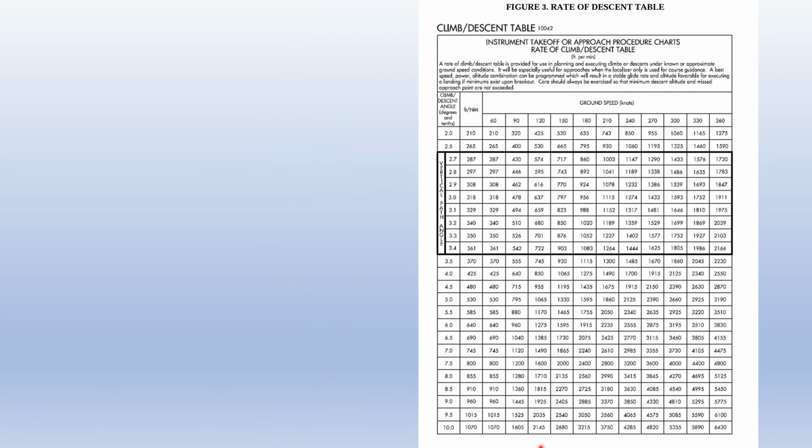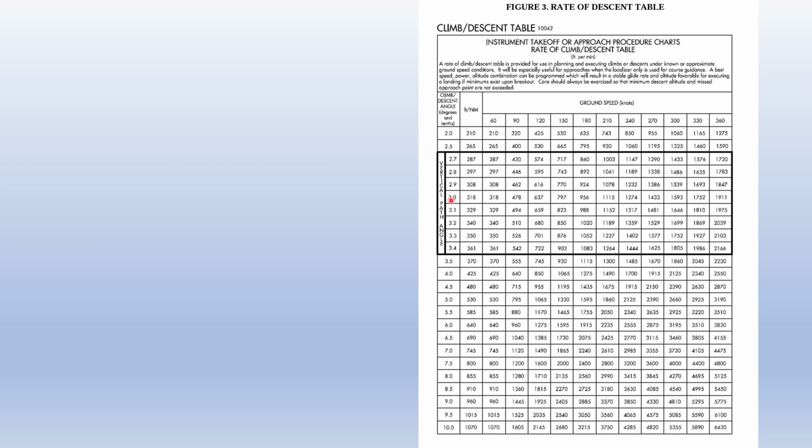Next thing we need to do is determine our targeted descent rate. For this, we want to use the FAA's climb and descent table. This is in the front of every TERPS publication that they put out. It's also available on programs like ForeFlight, or you can just Google it to get a copy and get a screenshot, or for that matter, you can just take a screenshot of this video to see it here.